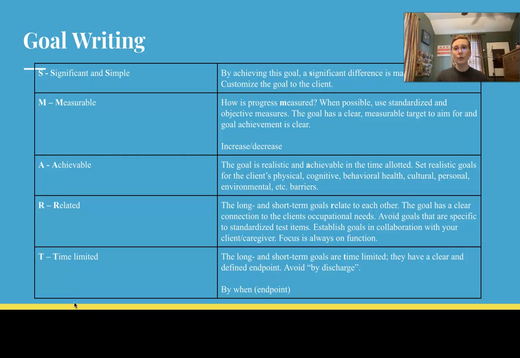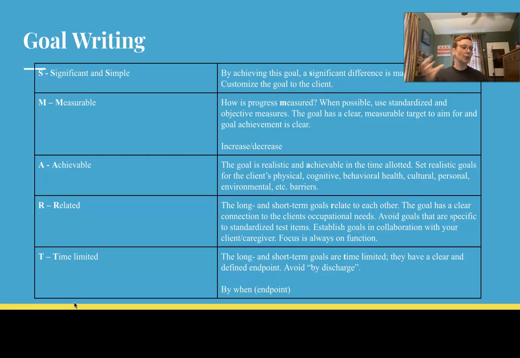It is measurable. It is achievable. It's directly related to their goals, and it's a realistic goal, and it has a time frame attached to it. So it needs to be significant, simple, and it needs to be specific. What is it that you are directly working on? Addressing range of motion and manual muscle testing is not specific. It's not simple. It is very hard to measure progress in those areas.